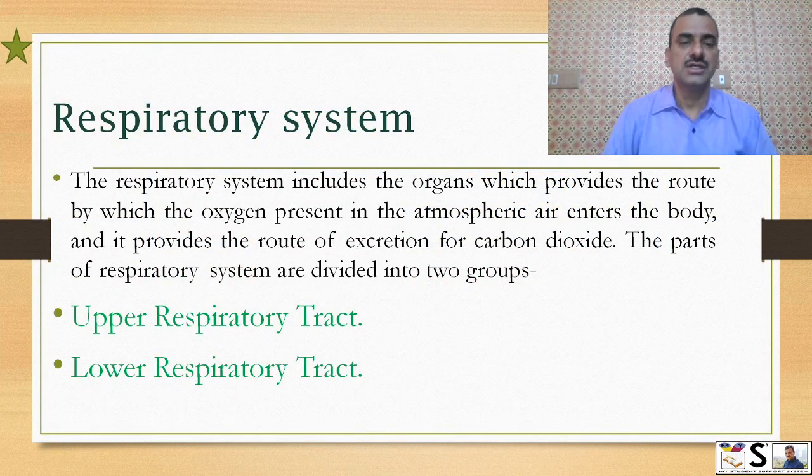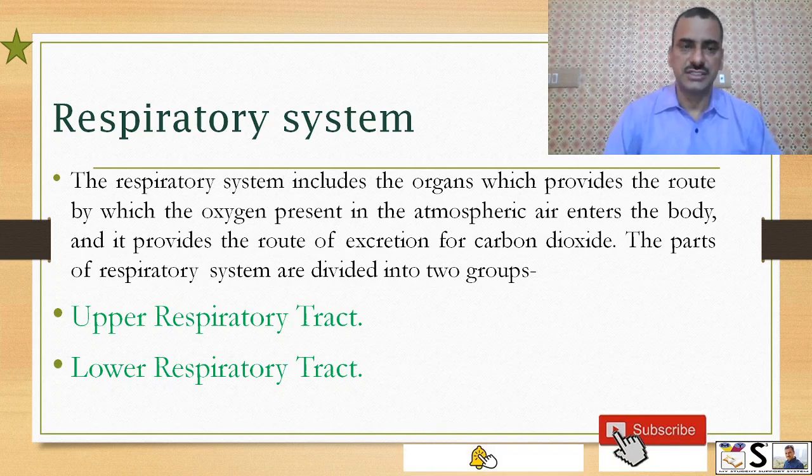Respiratory system. The respiratory system includes the organs which provide the route by which oxygen present in the atmospheric air enters into the body, and it also provides the route for excretion of carbon dioxide. The organs of the respiratory system are divided into two groups: upper respiratory tract and lower respiratory tract. In today's lecture, we will discuss the upper respiratory tract, and the lower respiratory tract lecture will come soon.